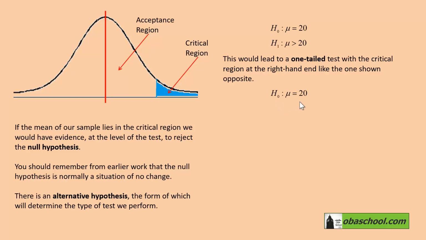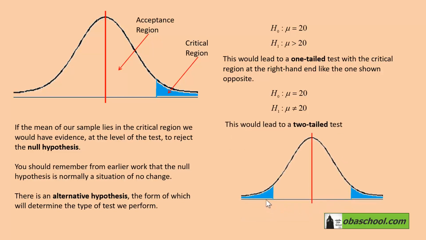We might have the same null hypothesis, but that the mean has just changed and we don't know whether it's changed up or down. This would lead to a two-tailed test where the critical region would be distributed at either end. An example would be a 5% test would give us 5% as this area here, or 0.05 as the area here on a one-tailed test, and 0.025 at either end, giving us a 5% test with a two-tail.